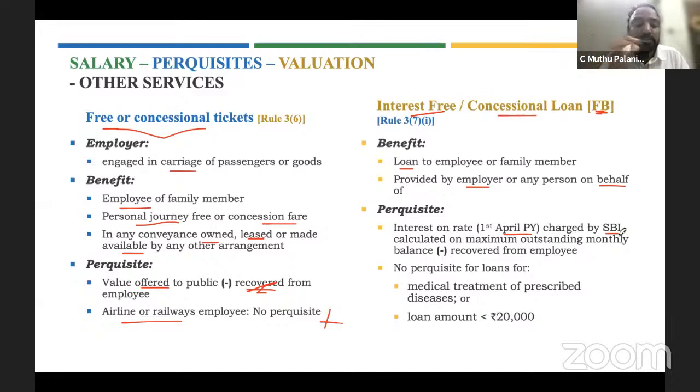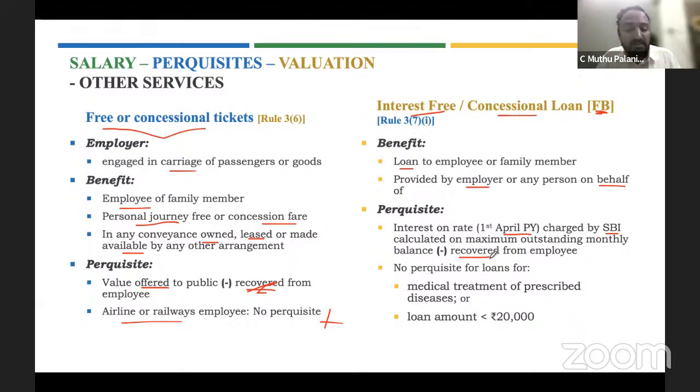On maximum outstanding monthly balance. Please remember, it is maximum outstanding monthly balance. So what do you mean by monthly balance? Every month there will be a closing balance. Maximum outstanding monthly balance. So in a month, if there are 30 days, the date on which you have the maximum, you take that and apply the interest rate. Similarly for every month, you take that date on which there is maximum outstanding. You have to apply this interest rate on that, minus interest recovered from employee.